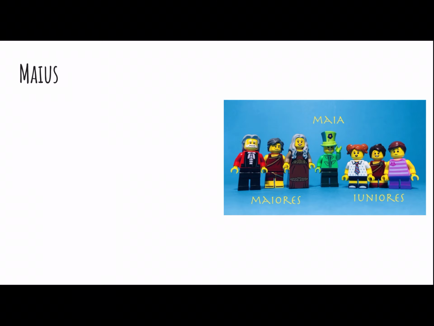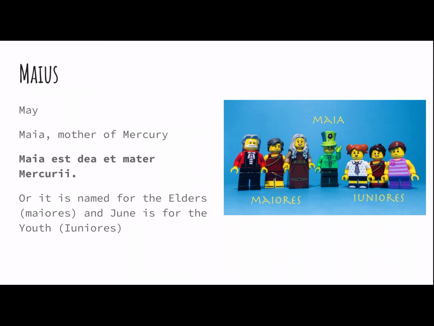Maius, May. Now it might be named after Maia, the mother of Mercury, so Maia est dea et mater Mercurii, or it's a shortening of the name for the elders, maiores, and then June would be for the youth, or the juniores. We're not really sure which one it is.